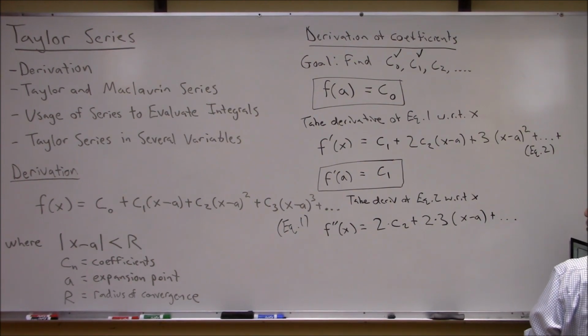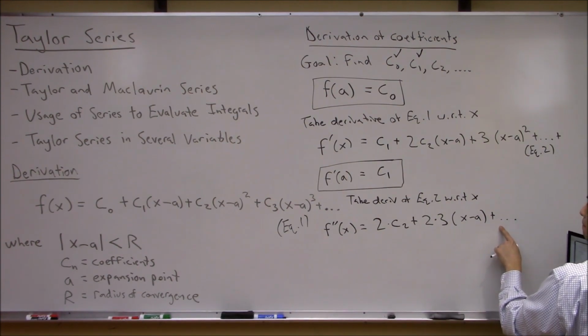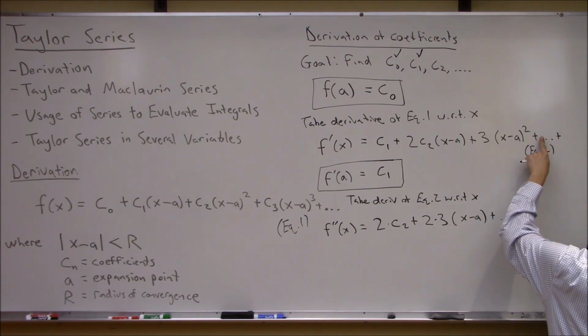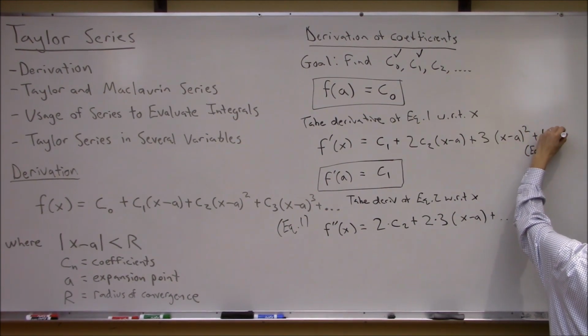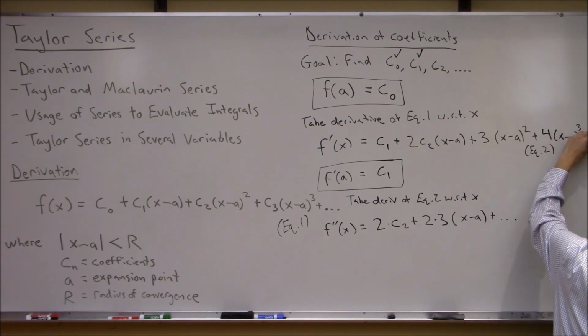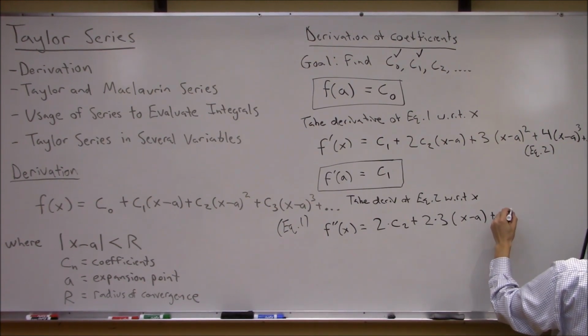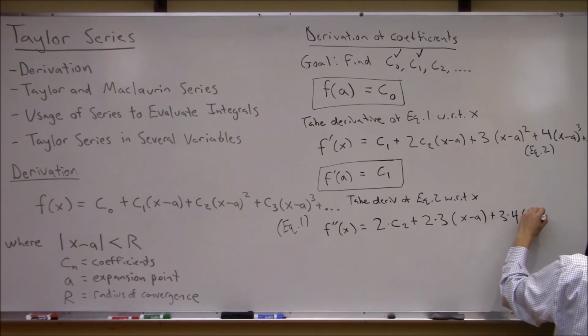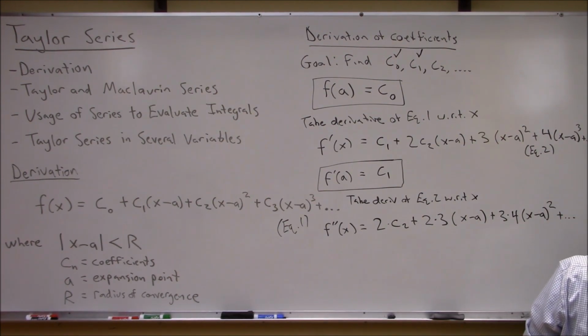And then plus all of these extra higher order terms. I guess maybe we should have written a few of these out just so we could see the pattern. Sure, tell you what, let's come back up here. What would this term have been? This would have been 4 times C4 times x minus a cubed, plus and so on. Then when I take its derivative, it's going to be 3 times 4 times C4 times x minus a squared, plus dot dot dot. I think we'll get the pattern here in a second.